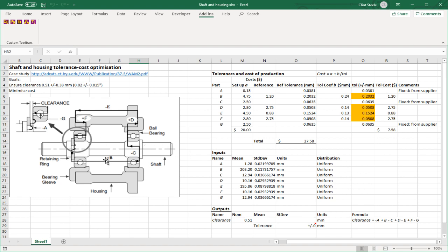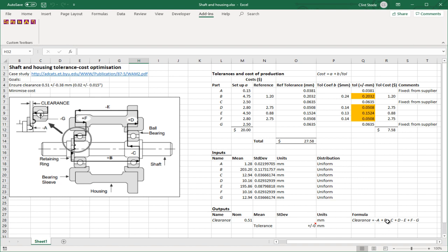So let's take a look at this system again. What we're really interested in here is the clearance, because as you can see, we've got some ball bearings here. If the ball bearings are too tight, then they'll wear out, or they might spin with too much friction. If it's too loose, then you probably don't have the alignment that's required for whatever the greater system is that this is going to be used within.